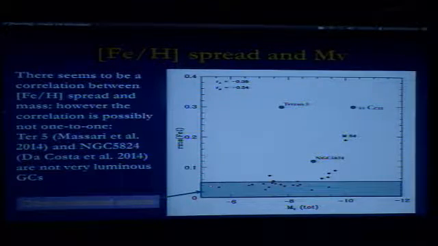This is only 0.02 of a dex, so it's only 5% in abundance variation. So these clusters are really homogeneous, and this includes the observational error. If you keep that out, it's essentially zero. But the most massive ones show a spread in abundances, also of iron.